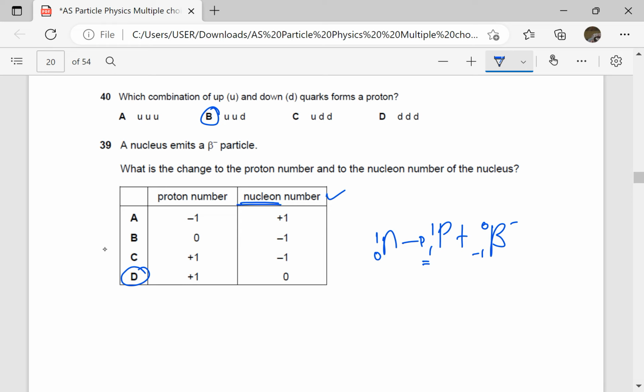This is nucleon number, not proton number. So since the proton number increases by 1, the nucleon number decreases by 1, and the total number of nucleons does not change, so it remains the same. So that means the answer here is going to be D.